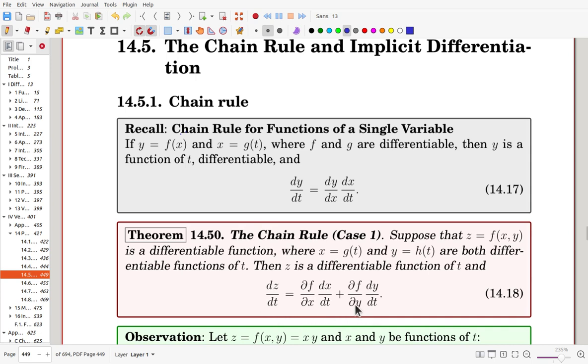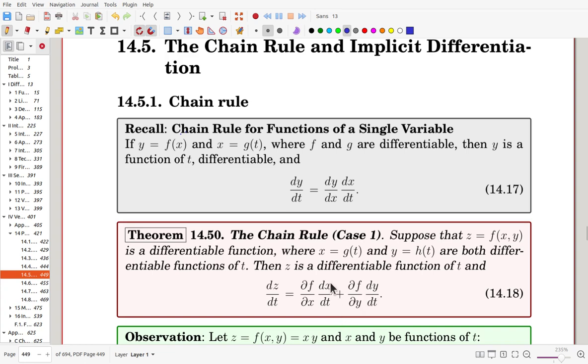this formula. Now f is a function of x, y, so this is the partial derivative with respect to x and dx over dt. X is a function of t, a single variable, so we are using d notation. The same way here in the y direction, the partial derivative with respect to y, and dy over dt. Again, y is a function of a single variable t, so we are using d notation.